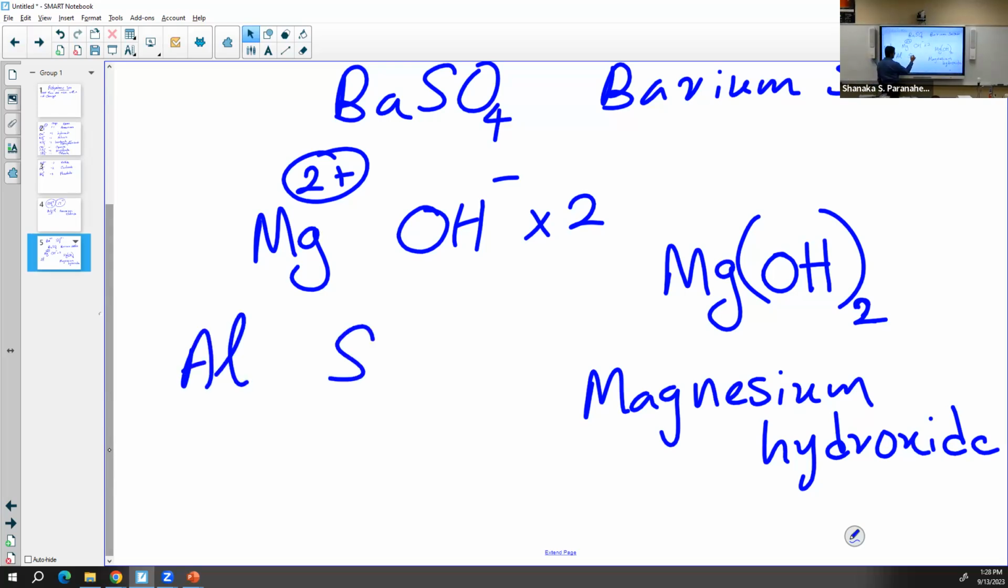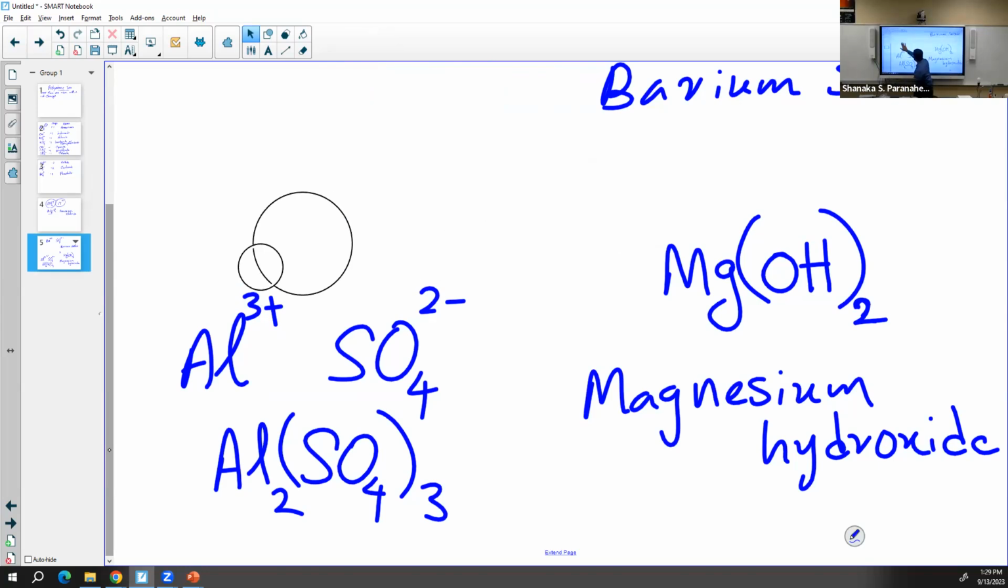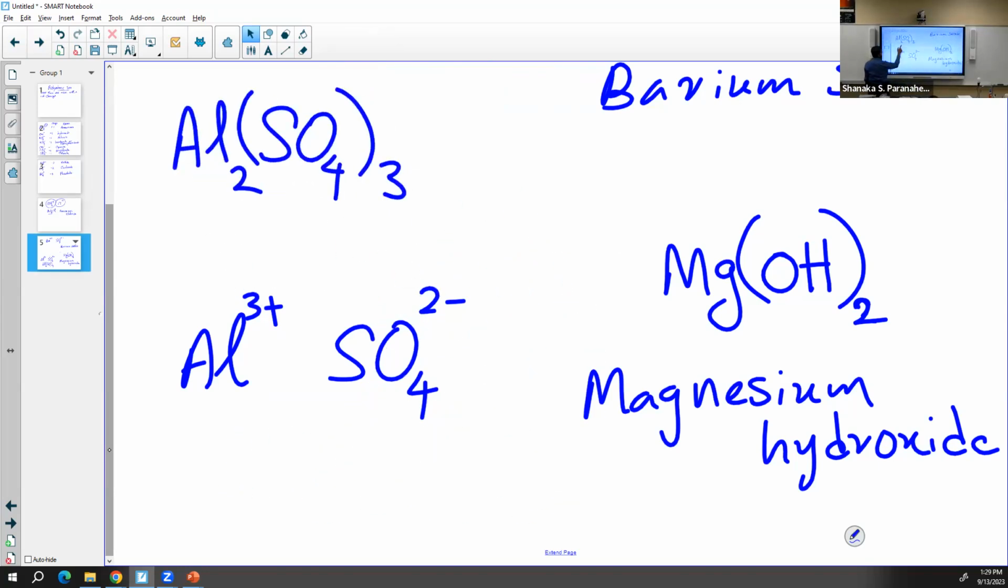Aluminum and sulfate. Now we find the charge on aluminum, 3 plus. Sulfate is 2 minus. So we write the formula: 2 belongs to aluminum, 3 goes to sulfate. Al2(SO4)3. Since it is more than 1 polyatomic ion, we write it with parentheses, and the 3 goes outside like that. Aluminum sulfate is Al2(SO4)3. The name is aluminum sulfate.